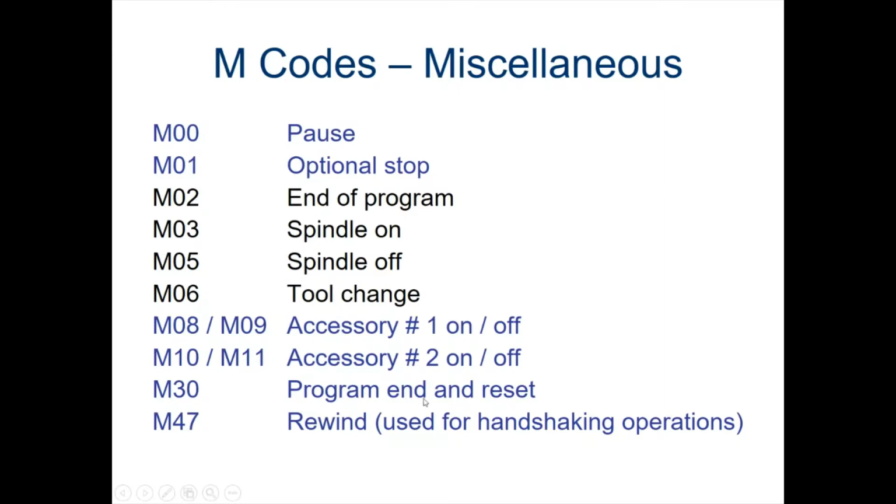If you want to end your program and start it over, this kind of goes with this rewind here. We talked about handshaking, where you're running like a robot arm working with the mill. This might be the command you'd use to say, okay, I've finished this program. I'm going to reset back to the beginning, or I'm going to rewind back to a previous step to redo whatever that thing was. So maybe I'm milling that same part over and over again, or whatever it is.